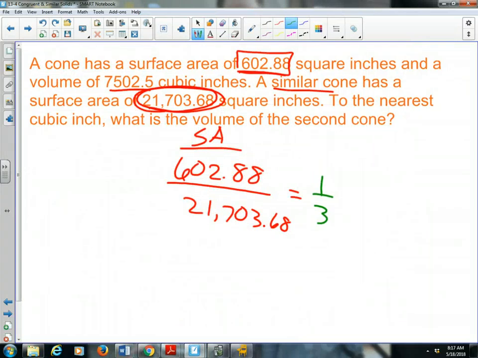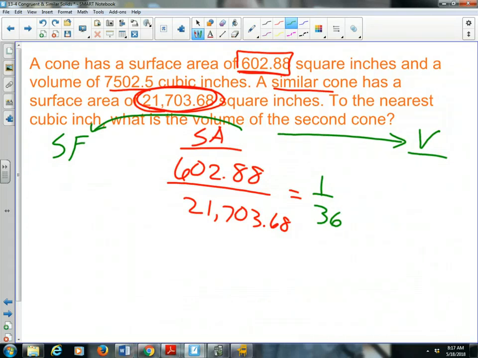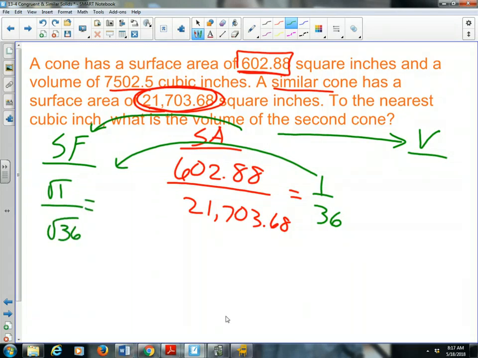This equals 1/36. So I need to know what the volume is of the bigger cone. So I need to know what the ratio of the volumes is. But before I can get that ratio, I first have to go back to the scale factor ratio, because in order to get the ratio of my volume, I have to cube the scale factor. So how do you get from 1/36 to the scale factor? You square root. The square root of 1 over the square root of 36. So the scale factor ratio is 1/6.